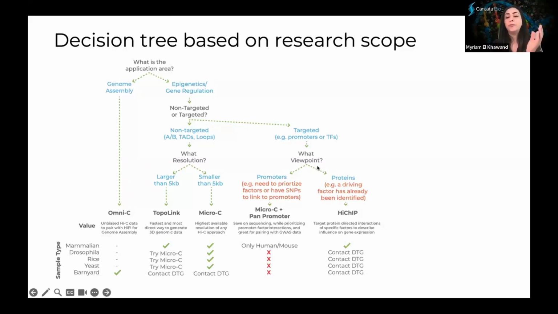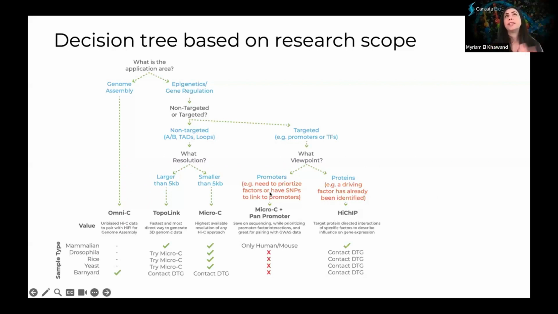viewpoint? So, for example, if you have a transcription factor that you're interested in, it's well-defined, and you're asking the question, how does this transcription factor influence gene regulation? So you're interested in understanding where it binds. You're interested in understanding what interactions are happening with this protein binding site. Then you're really looking to do a high-chip assay. So you're just getting all these interactions that are targeted with your protein of interest. In that sense, high-chip would be the right assay for you.